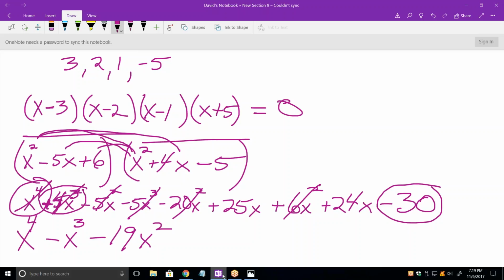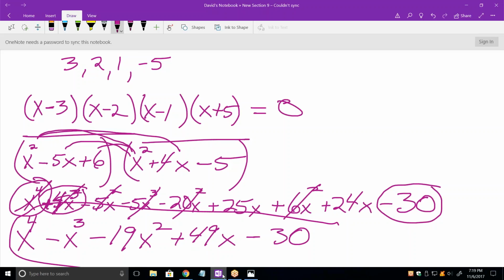What do we got next? So 25x and 24x is 49x. Plus 49x. And minus 30. And that's the answer that they were seeking when they asked the question. And there really isn't an easier way to do it other than this ultra long method. The key to the problem is to take these zeros and translate them into linear factors.